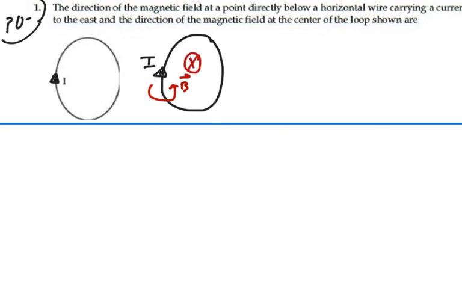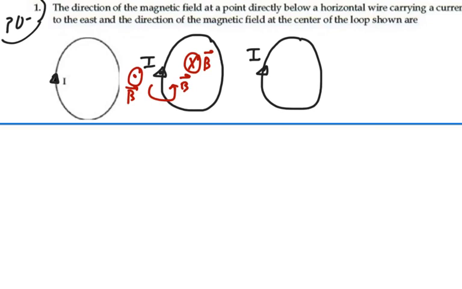So we'll have into the page here, and then we would have out of the page out here. So in the center of this loop, the magnetic field would be going into the page, all the way around this loop. Or another way to look at this is the second version of the right-hand rule. If I curl my fingers in the direction of the current, then my thumb would point in the direction of the magnetic field in the center of this loop.